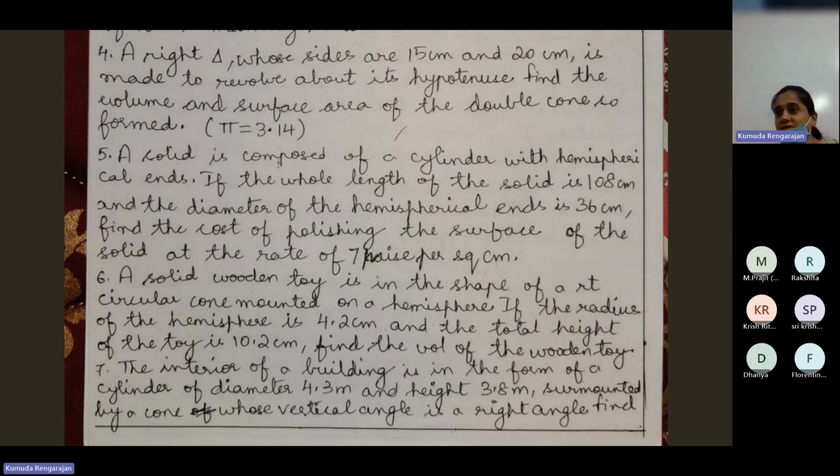Which one do you want to say? Surface area, yeah. 29. Simplify it. 29.0293 into 1 plus 2. Oh, into 1 plus √3 you said. √2.